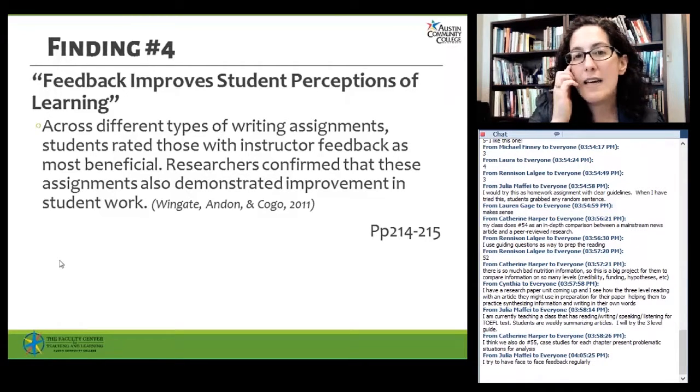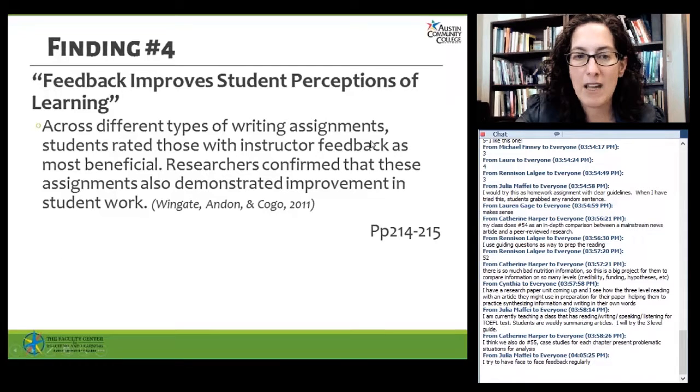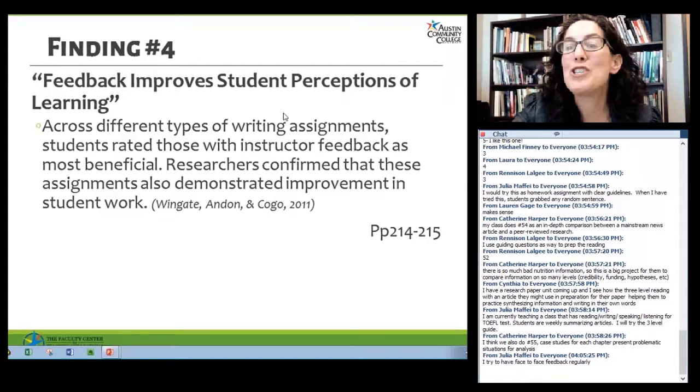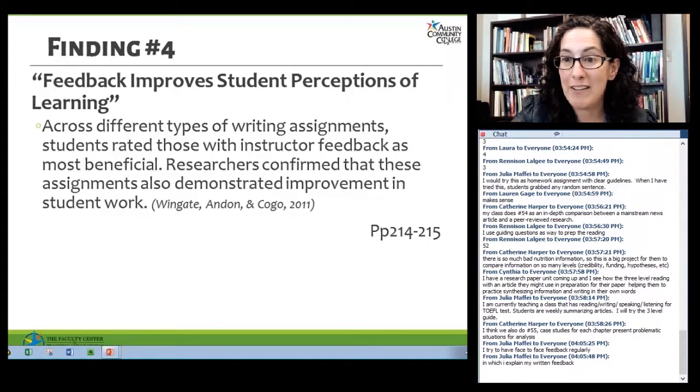So the idea is that if you just ask students to write and then you don't write anything back to them, they find it frustrating, and they just don't tend to learn as much from the experience if there's no feedback. So consider really taking some time to give feedback. Julia says she tries to have face-to-face feedback regularly. That's awesome. And then you explain your written feedback. You know, you guys, that is a great idea.